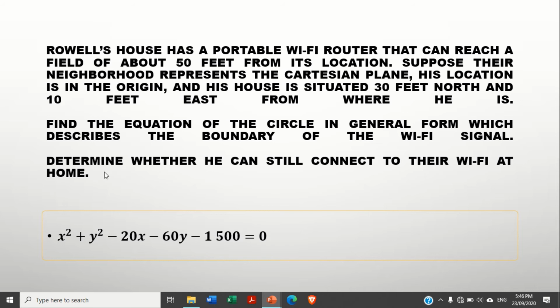Next is to determine whether he can still connect to their Wi-Fi at home even though he is in another location, not at their house. The distance should be less than the radius of the circle. So we are trying to find the distance because we are going to determine whether he can still connect even though he is far.